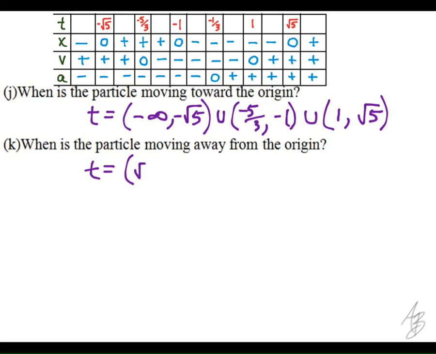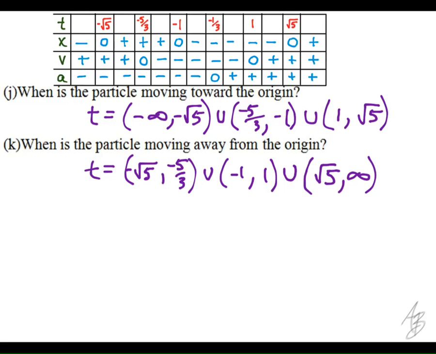So that's going to be from the negative square root of 5 to negative 5/3. During that region the position and velocity are both positive. Also on the region here where both are negative, and that's going to be from negative 1 to 1. And then also to the right of the square root of 5, they are both positive, so it's going to be the square root of 5 to infinity.